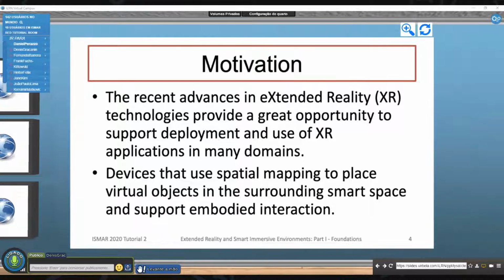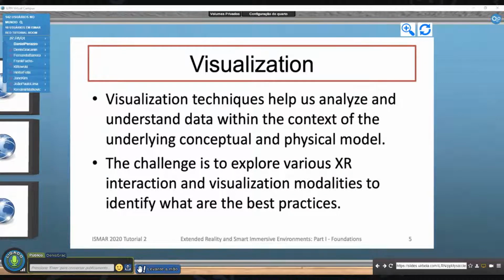Rather than just provide virtual environment context of the concept of physical model of the environment, physical environment. So what we have is that bridge or mapping between the physical environment and virtual environment. And now the challenge is how to explore various extended reality interaction visualization modalities to identify what are the best practices and how we can bridge that gap between the physical and virtual world.